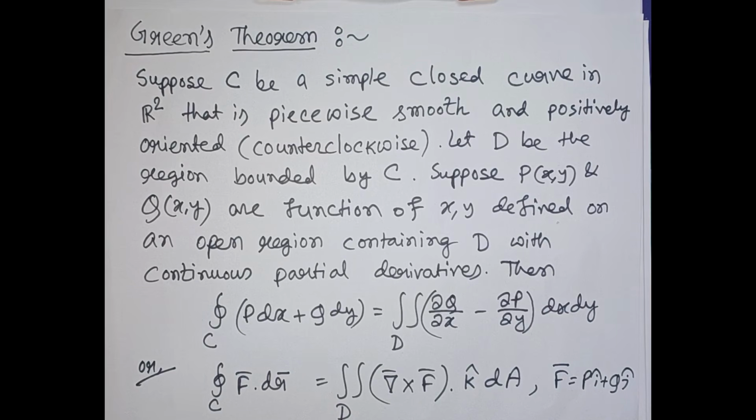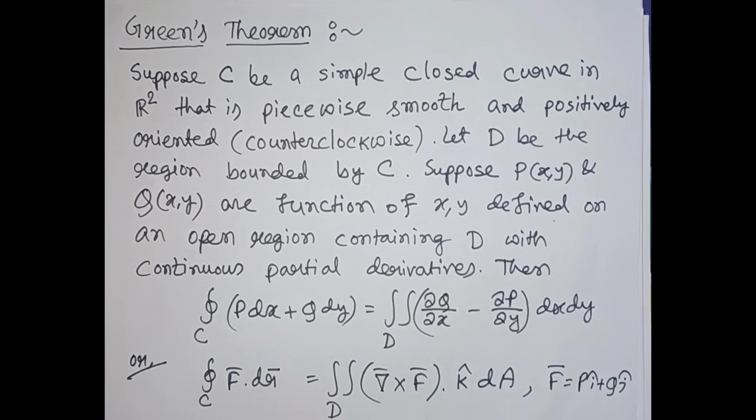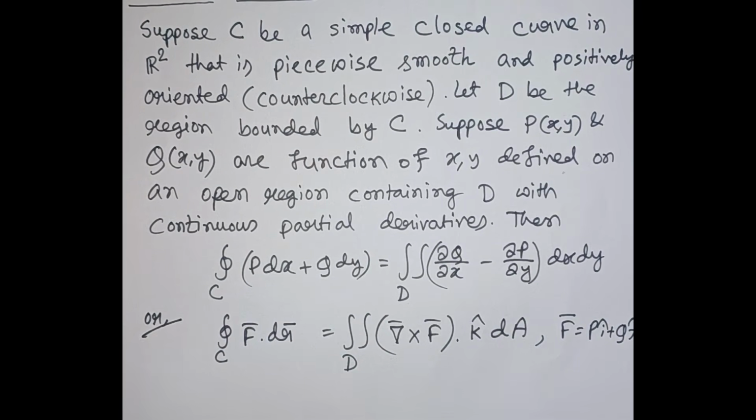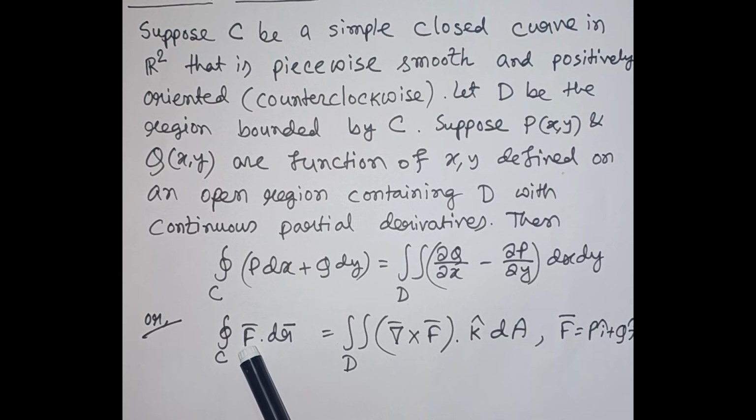You have to know this very well because there will be so many MCQs from this part. Also, you can write this statement in vector form. That is, the line integral of F dot dr equals the double integral of curl of F dot k cap dA, where A is for area and F is Pi plus Qj vector.